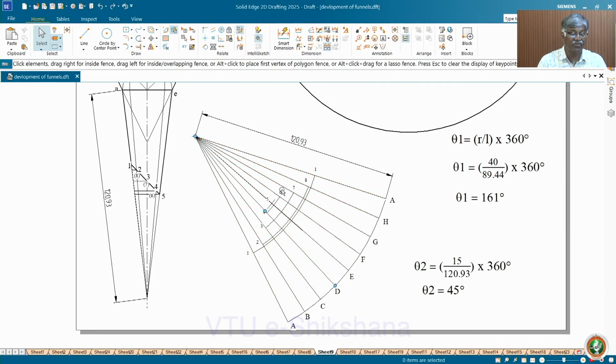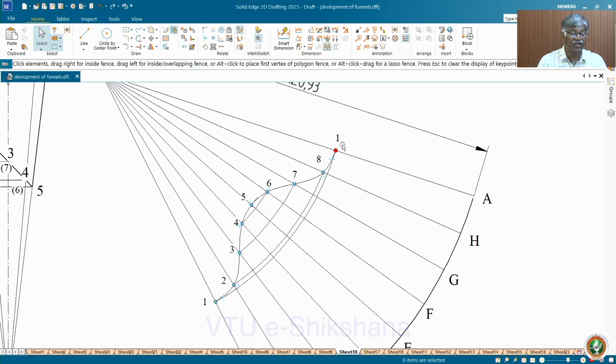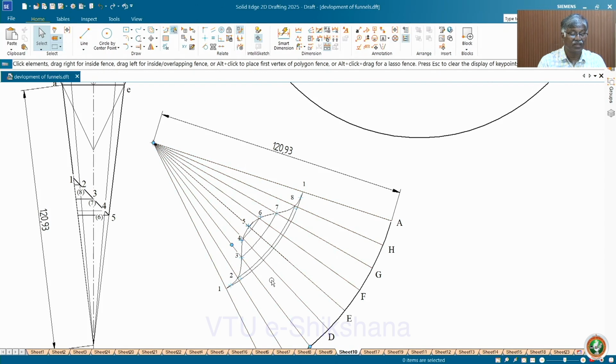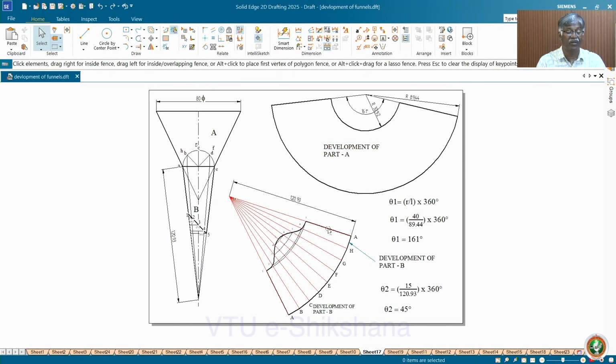So better you have this one, you will get some clarity. Then you join them clearly. See, you get it like this. That's what I did. Now, after doing this, you try to dark this portion, completely. This one is the same. There is a frustum of cone only. This is the final development of A, the development of B.